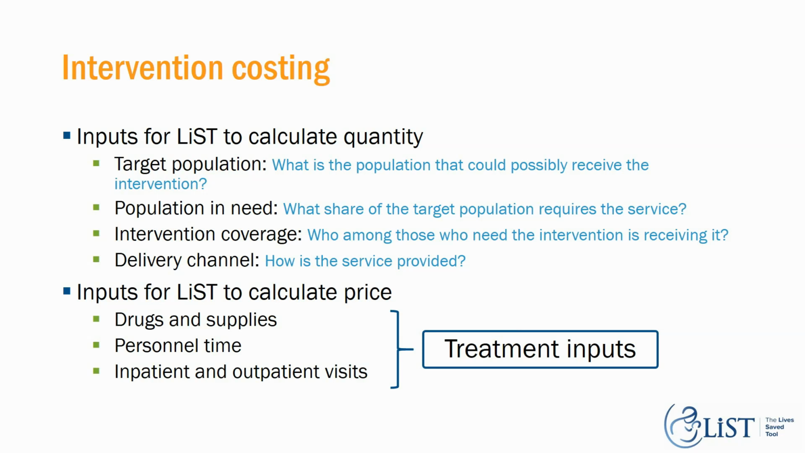And now in this part, we're going to turn more to calculating the price of delivering one instance of the service. So the price will rely on the drug and supply costs, so the material that we need to deliver that intervention, the personnel time, so the healthcare workers' time, and finally the number of inpatient and outpatient visits for delivering one instance of the service.